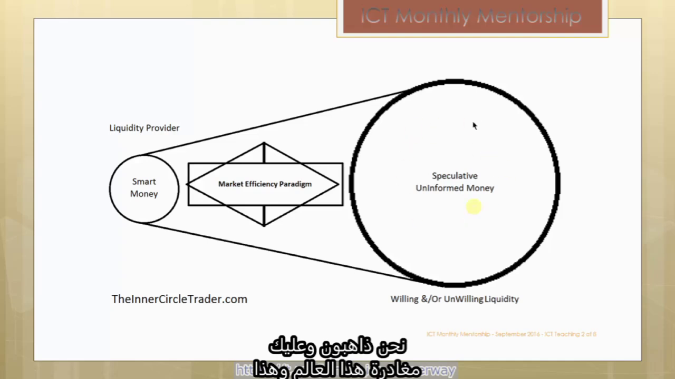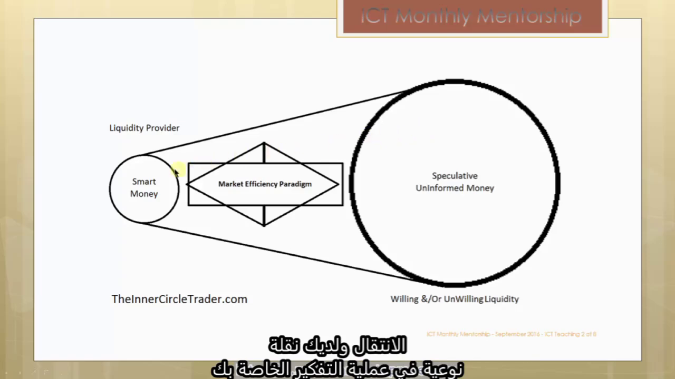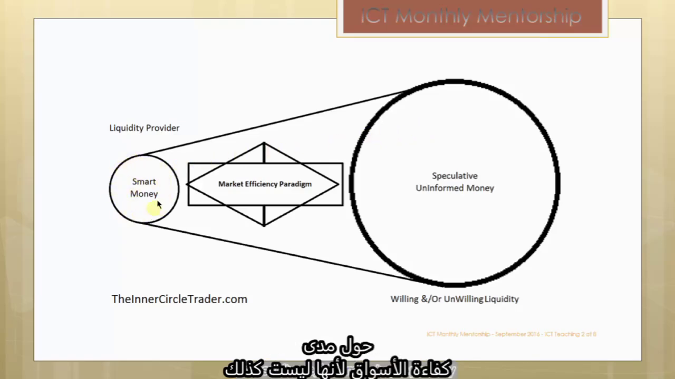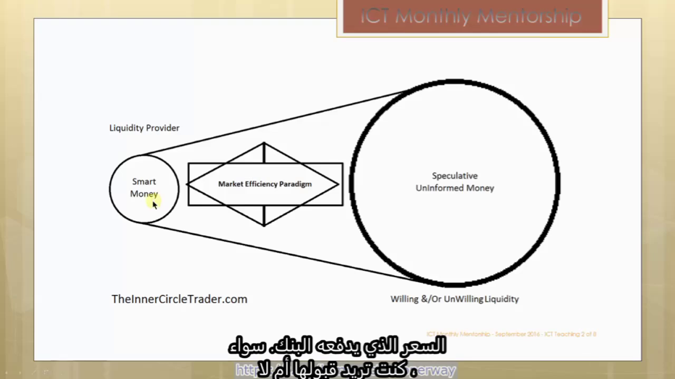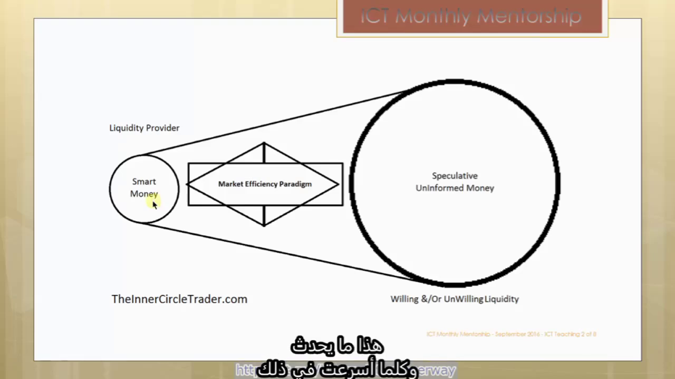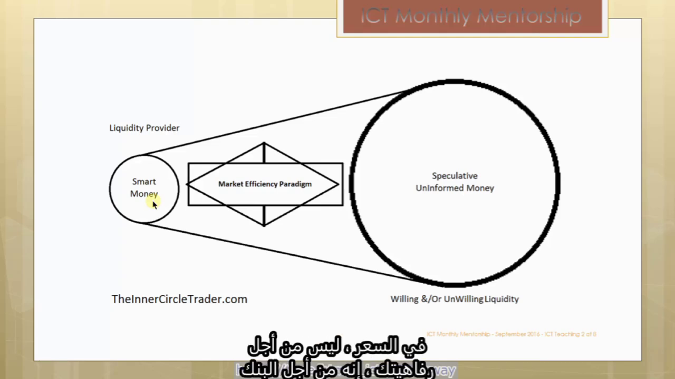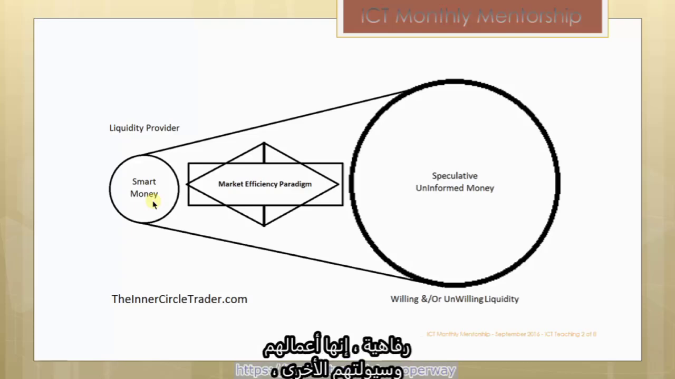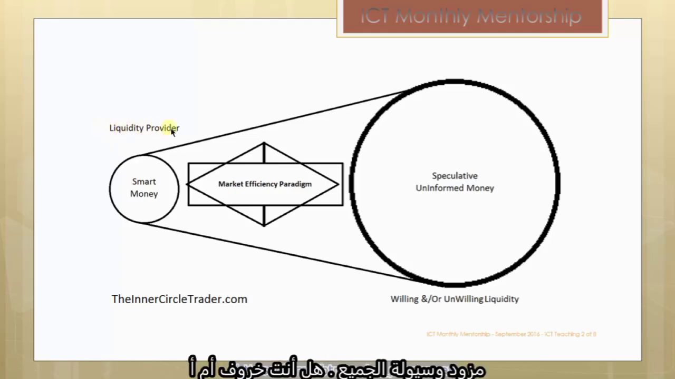And you need to leave this realm and this circle of people and their thought processes and transition and have a paradigm shift in your thought process about how the markets are efficient. Because they're not efficient for the speculators. They're efficient for the smart money. The banks drive price. Whether you want to accept it or not, that's what's going on. And the sooner you get to that understanding and expectation of what it is that's going on in price, it's not for your well-being, it's for the bank's well-being. It's their business. They are the liquidity provider. Everyone else is liquidity.